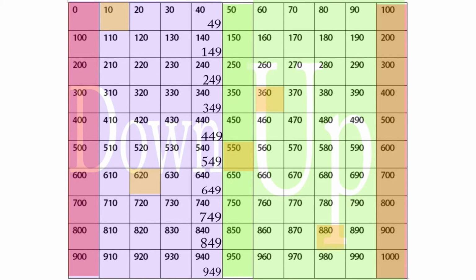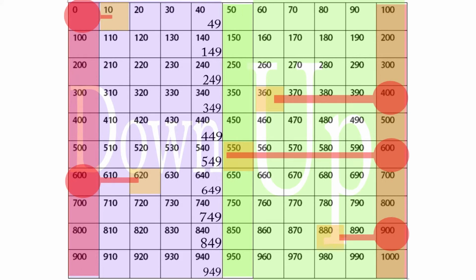If we look at numbers 10, 360, 550, 620, and 880, we can show that the numbers that have a 1, 2, 3, or 4 in the tens place round down to the smaller multiple of 100, and the numbers that have a 5, 6, 7, 8, or 9 round up to the larger multiple of 100. And the reason is they're actually just closer to those multiples of 100.